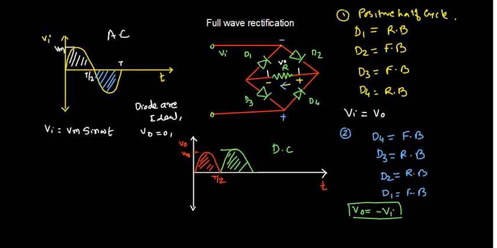This is a bridge network. If these diodes are not ideal, suppose these diodes are silicon diodes, so each diode will drop 0.7. So each diode is dropping 0.7. So at that time, suppose you're going for only one half cycle, two diodes at a time are going to get on. So here D2 and D3 are on. So we can say it will consume 0.7 and this also consumes 0.7.